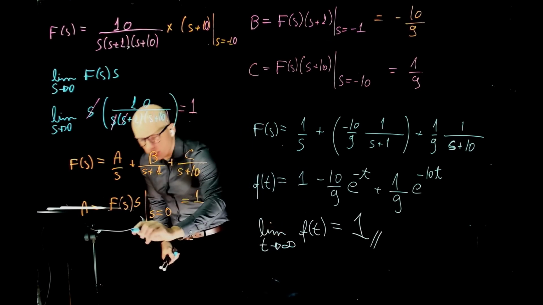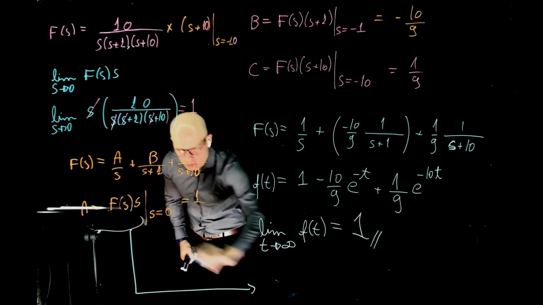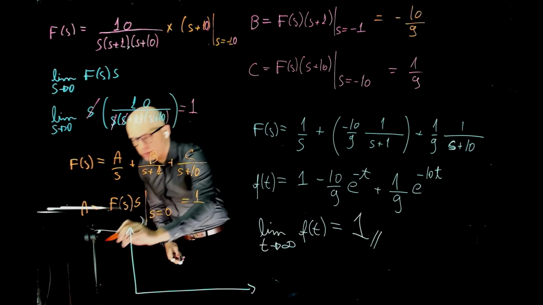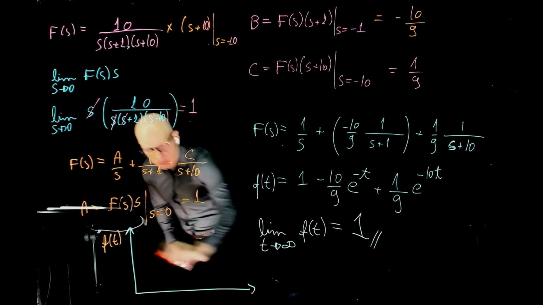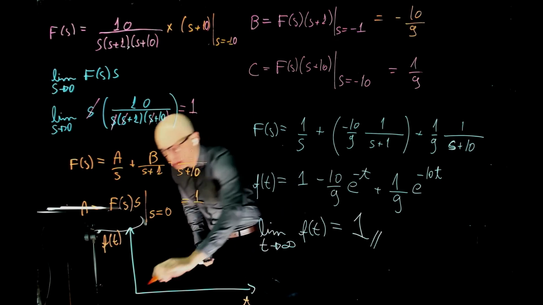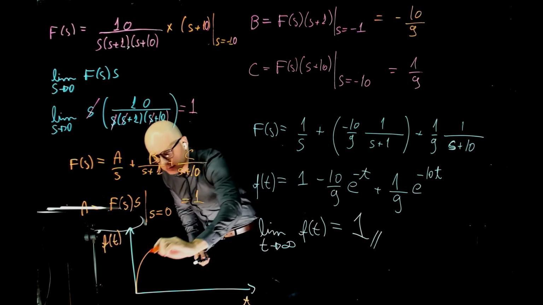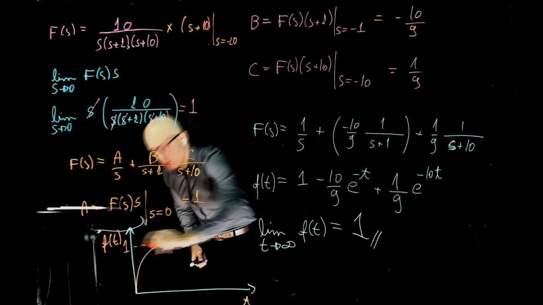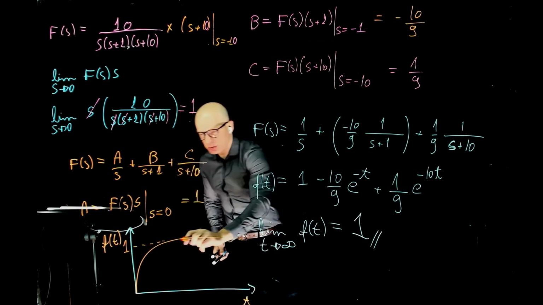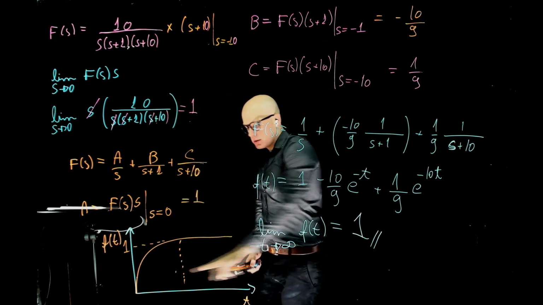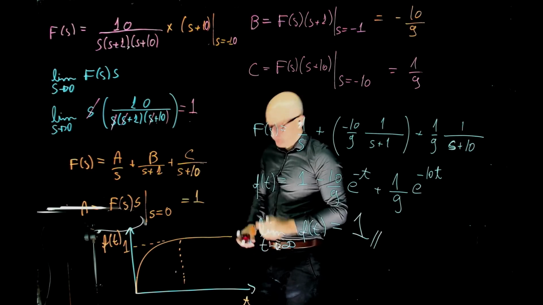How do we reach 1? Well, in this case, we reach 1 following an exponential curve again. So if this is f(t) and this is t, the function goes to 1 following an exponential waveform, like that, and here it reaches 1. Two parts here: the transient and the steady state value.